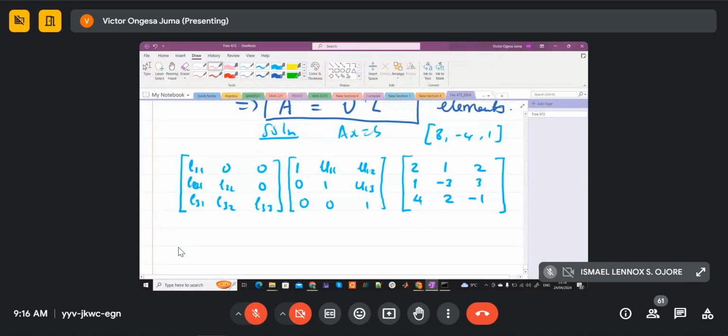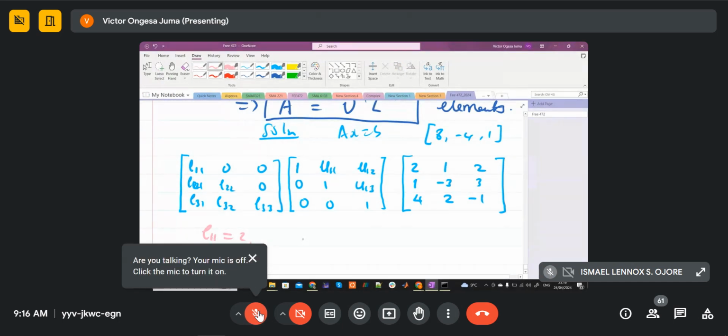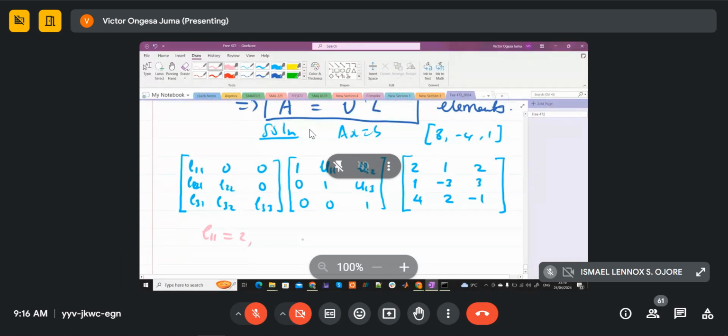So we want to start. Can you start with the first row? What is L11? Two. L11 is equal to 2, correct. What is U11?